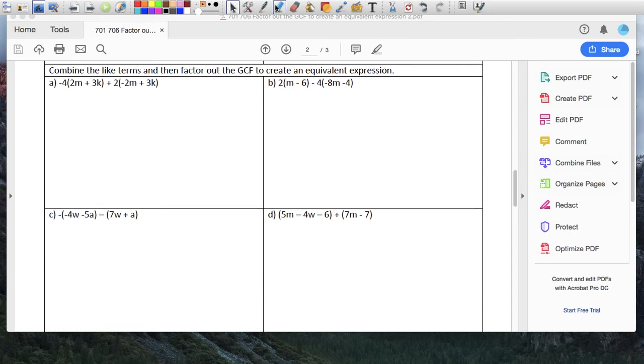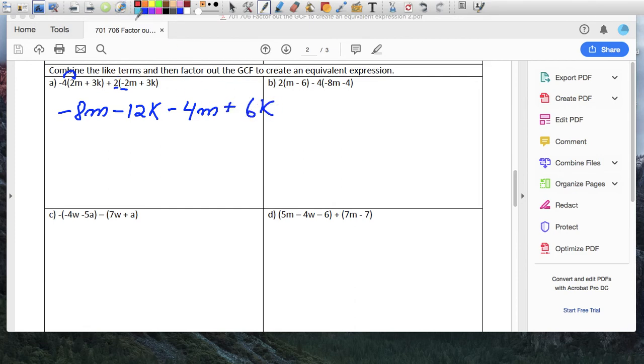Combine the like terms and then factor out the GCF. So we're going to combine the like terms. So there's a lot of things to do here. And so we're going to do distributive property here. So negative times a positive is a negative, so negative 8m. Negative times a positive is a negative. 4 times 3 is 12k. Positive times a negative is a negative 4m. Positive times a positive is a positive. 2 times 3 is 6k.